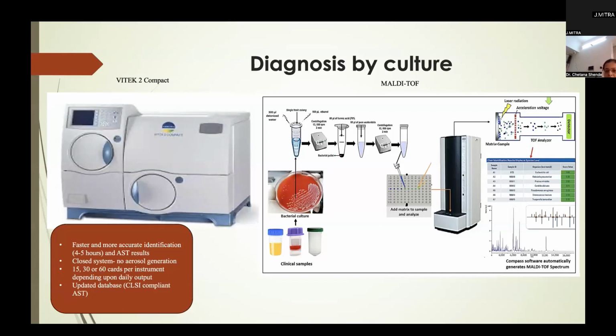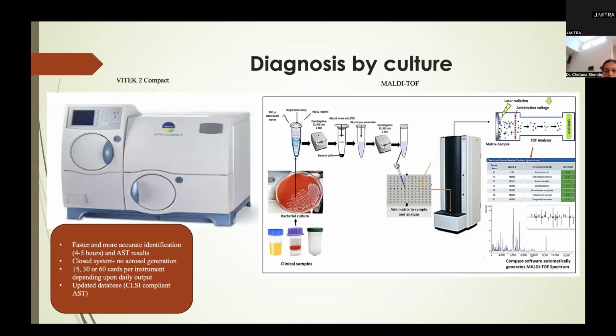Diagnosis by culture can also be made with the help of this new technology which is called MALDI-TOF, matrix assisted laser desorption ionization time of flight detection. So after sample collection, we go for culture, and the bacterial culture is exposed to the extraction method, and after the extraction the matrix is applied.